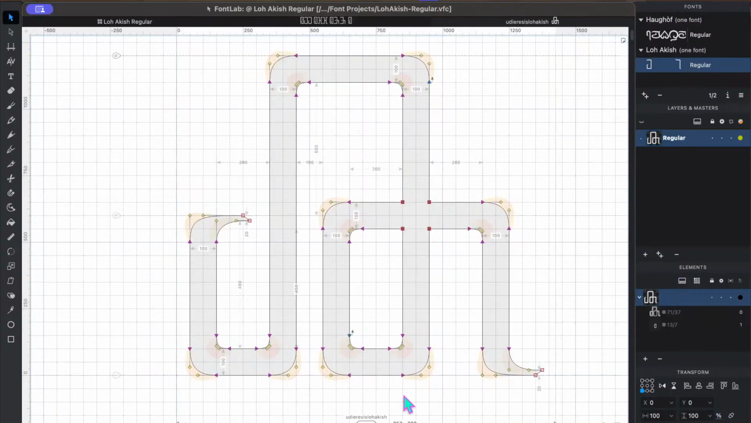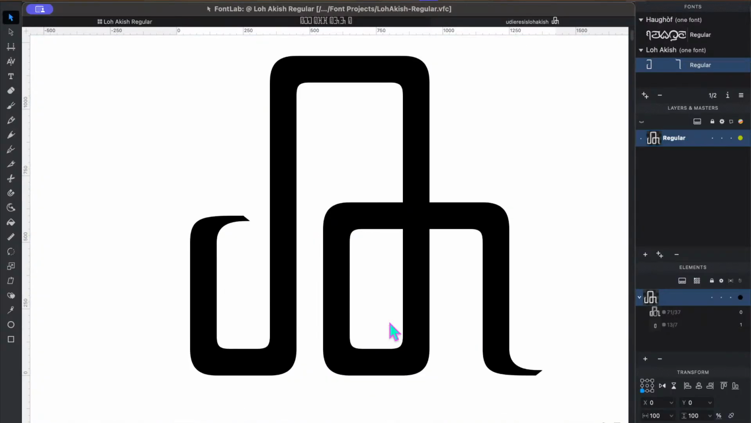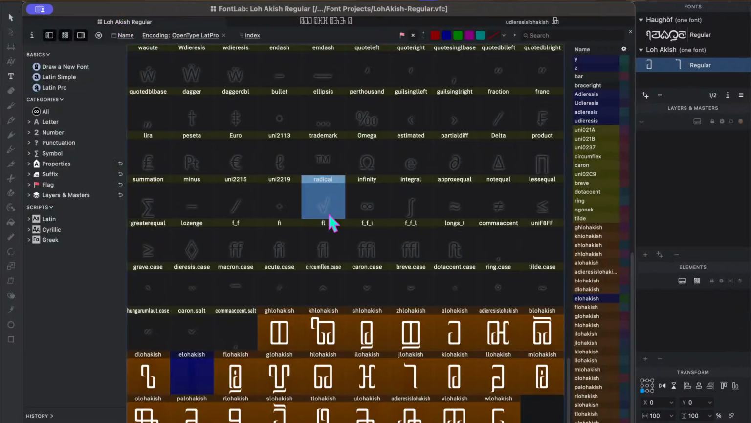And then I was just talking about Eudiaresis, which comes from the old EU glyph in Hauchoff. All right. And that brings us to E. The vowel E in Lo Hakish only comes from the vowel O when it follows a former emphatic consonant.